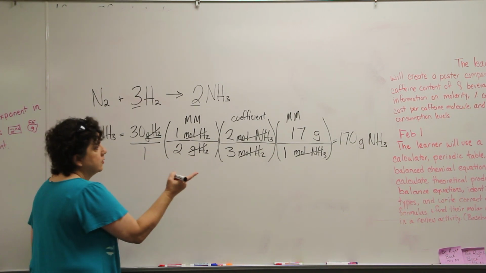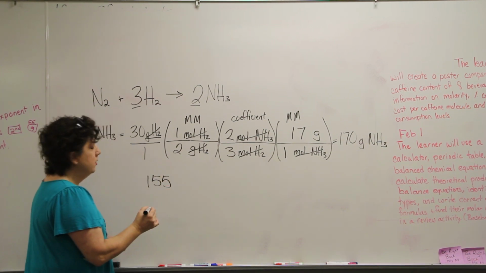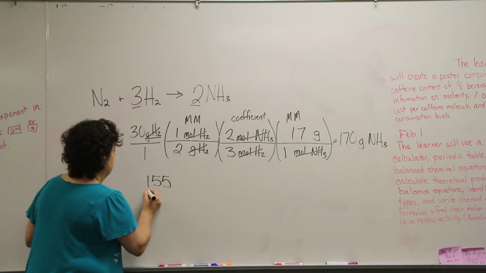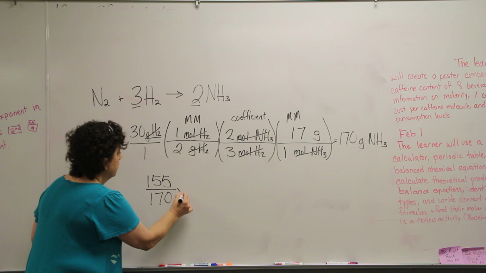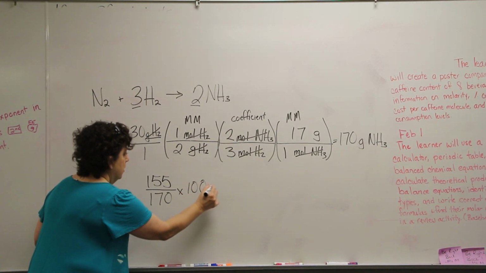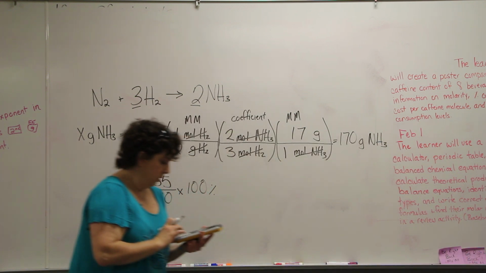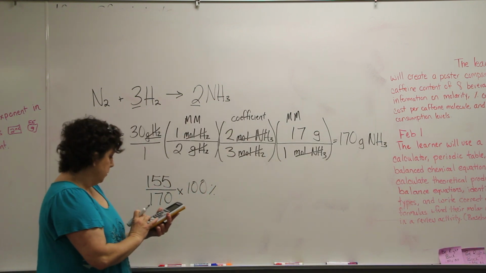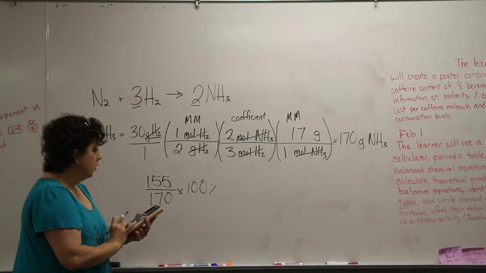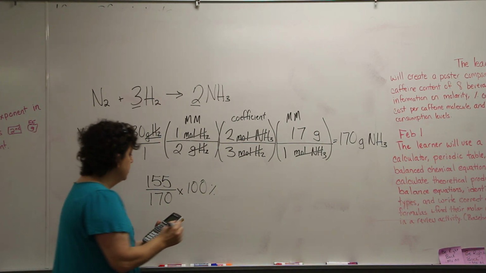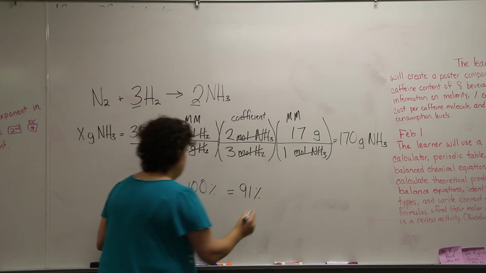Of course, if you are doing a percent yield after that, you could be given a number. Let's say you went into the lab and you created 155 grams of ammonia. That would be your actual yield. You would divide it by your theoretical yield of 170 grams and multiply by 100%. So your percent yield is going to be 155 divided by 170 times 100. That would give us a 91% yield. Okay, that's our percent yield.